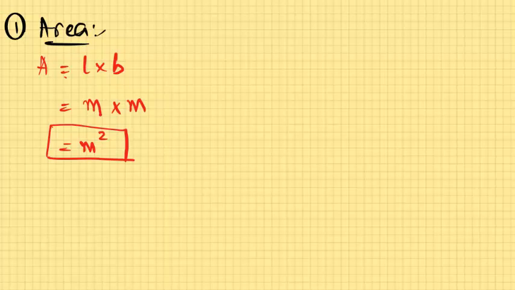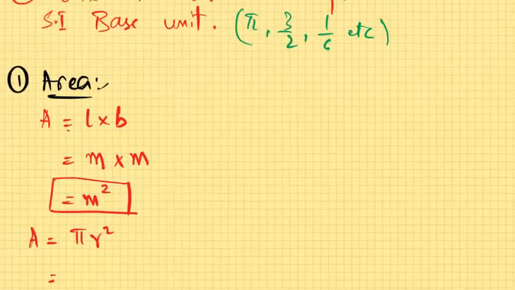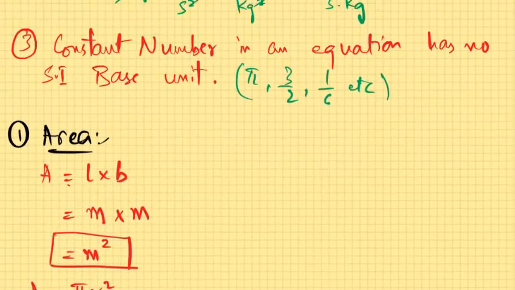But if someone says that I have a circle, and for a circle the formula for area is pi r square, it doesn't matter. Not a big deal. You can use this equation. You will eventually end up with the same answer. Now, while figuring out the area, one thing you need to remember is the third important point. That is, if I show you the third point again, a constant number in an equation has no SI base unit.